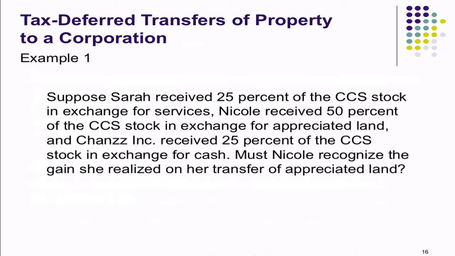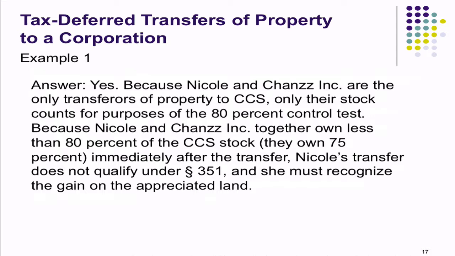Think about it. What's your answer? I'll give you 10 seconds. 1, 2, 3, 4, 5, 6, 7, 8, 9, 10. What's your answer? Your answer should be yes, she does. And why? What I just said to you. If a service provider gets more than 20% of any class of stock, what happens? The 351 transaction, the exchange transaction, falls apart. And so that's the answer here.